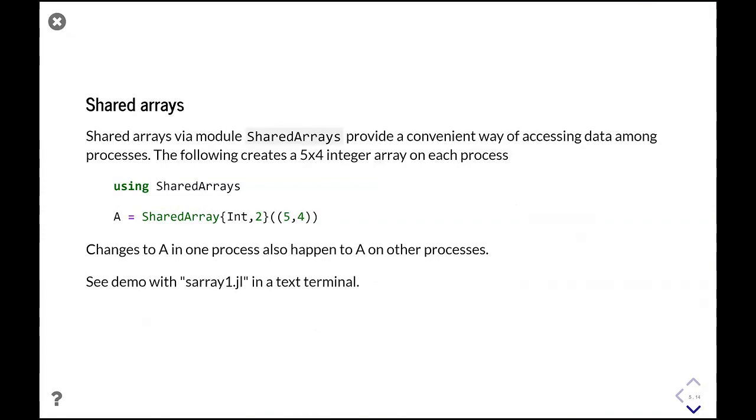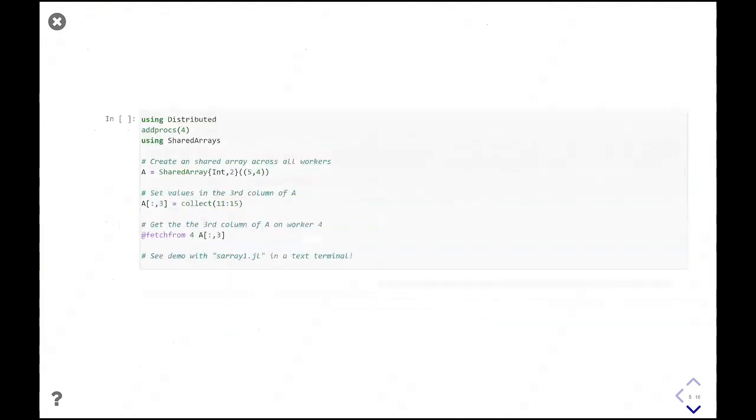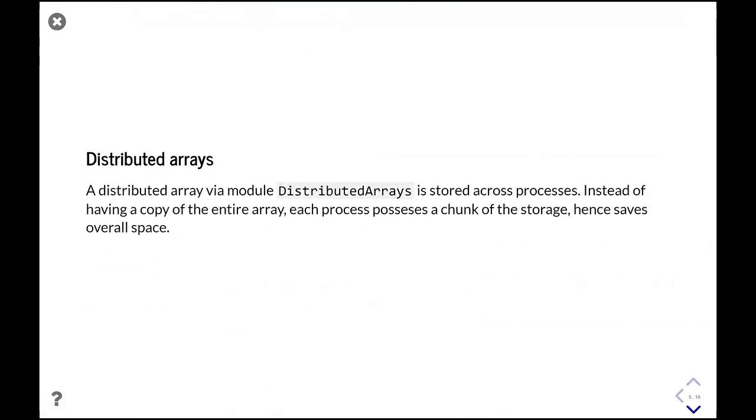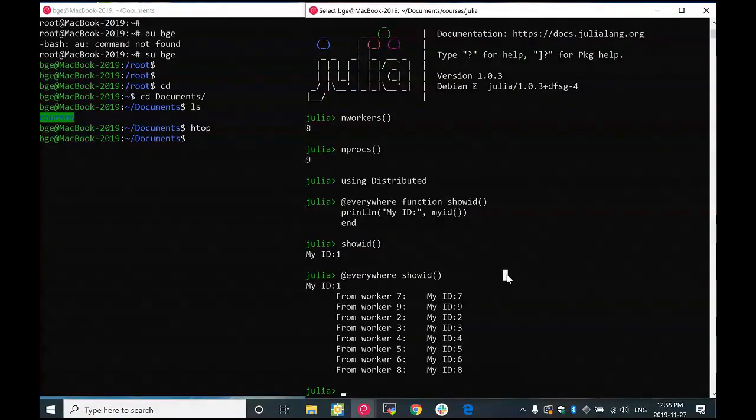Next, I'll quickly talk about shared arrays versus distributed arrays. Julia has two packages, SharedArrays and DistributedArrays. With shared arrays, Julia will create a copy of an array on every process, every worker. And a distributed array will create an array stored across processes. So instead of having a copy of the entire array, each process possesses a chunk of the storage and therefore saves overall space. Okay, so here we have using SharedArrays.